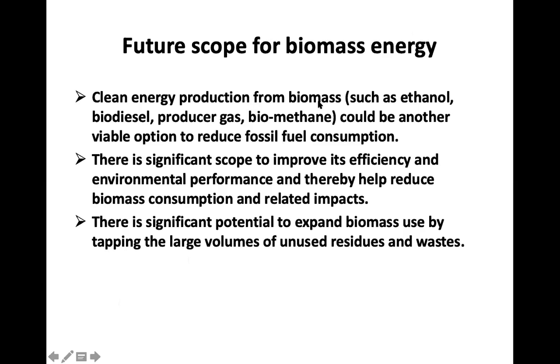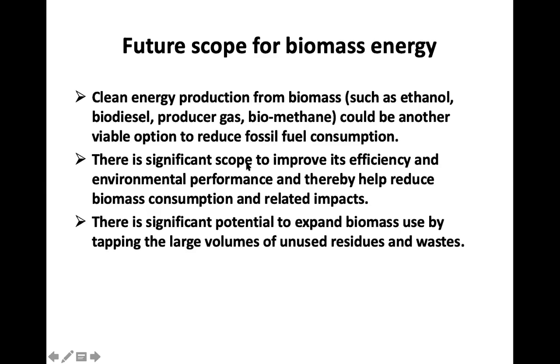Clean energy production from biomass such as ethanol, biodiesel, producer gas, biomethane could be another viable option to reduce fossil fuel consumption. Yes, because by using biogas or sugarcane bagasse or different biodiesel crops or blue-green algae cultivation, we can make a good amount of bioenergy and reduce the fossil fuel consumption.